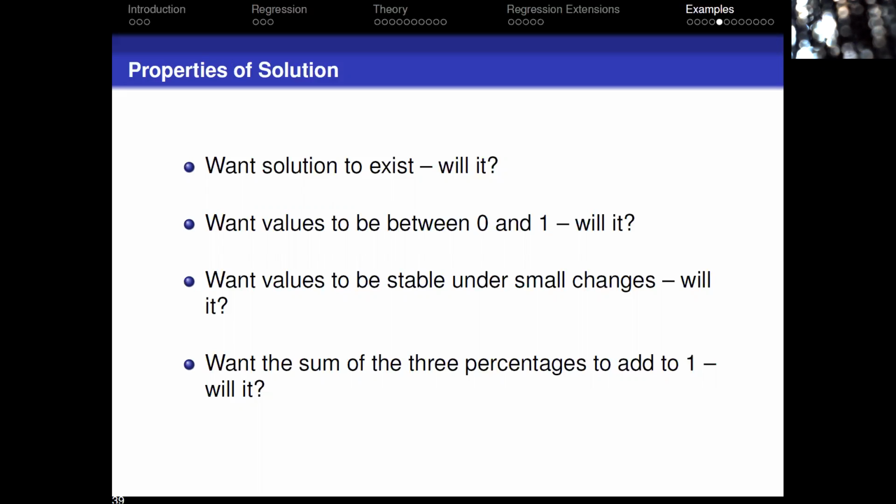Will the values be stable under small changes? If you just add one more person, is it going to wildly change how the allocation is done? And fortunately, the answer is it is extremely stable.